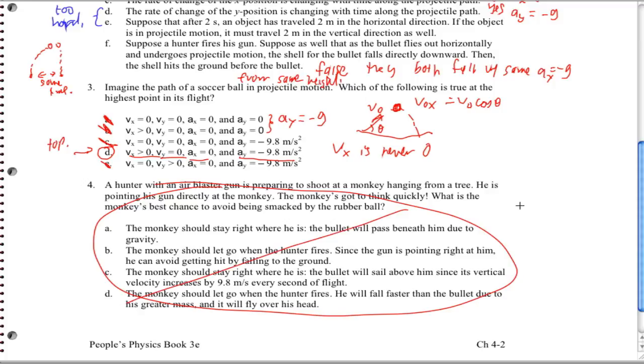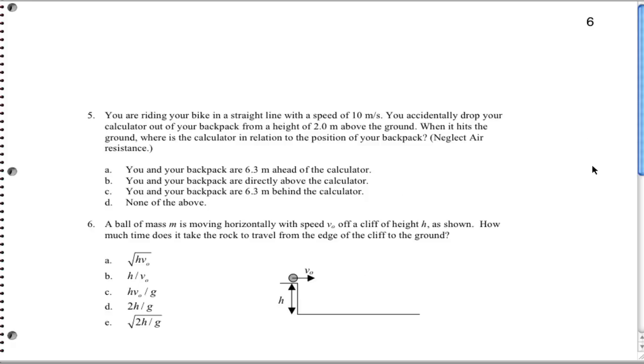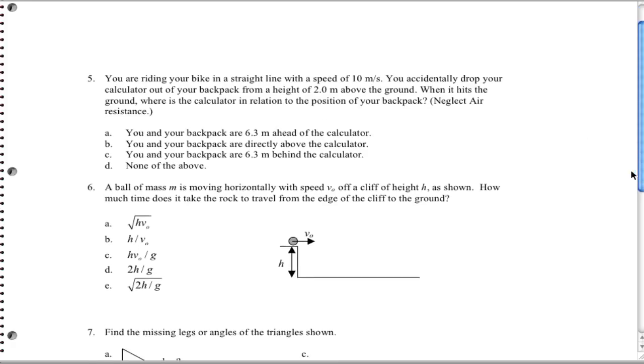This is something I might give my AP class. So we don't do this one. Now, here we go. Question number 5. You are riding your bike in a straight line with a speed of 10 meters per second. You accidentally drop your calculator out of your backpack from a height of 2 meters above the ground. When it hits the ground, where is the calculator in relation to your backpack?